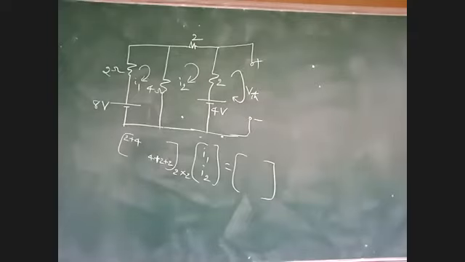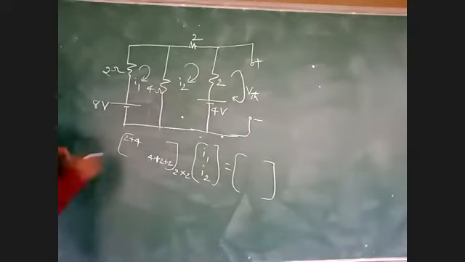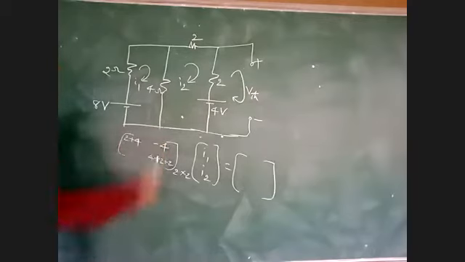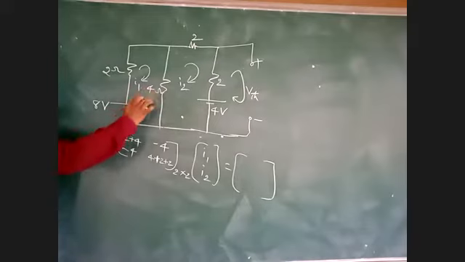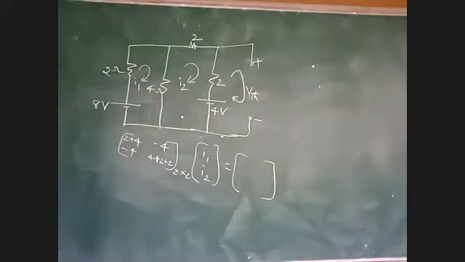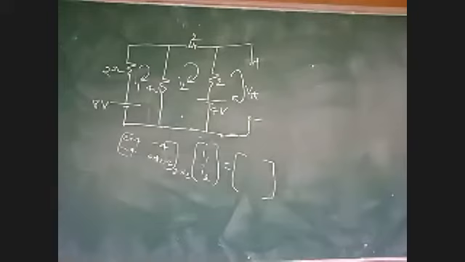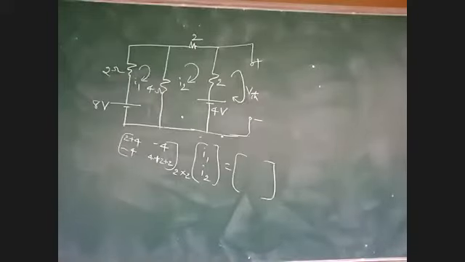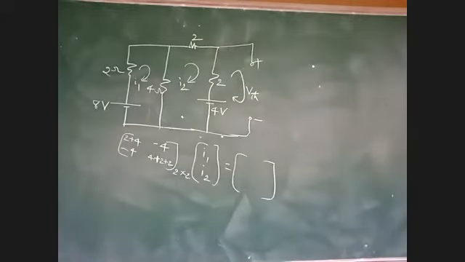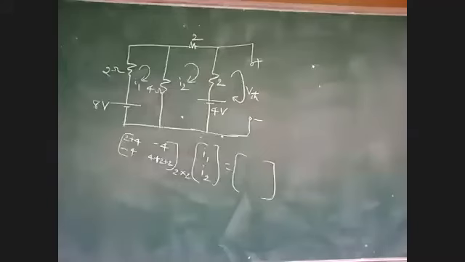Now the common elements. For the first loop and second loop, the common element is 4. Any doubt in this matrix? No, sir. Okay. What are the voltages in the first loop? The voltage source in the first loop is 8 volts, so minus 8.